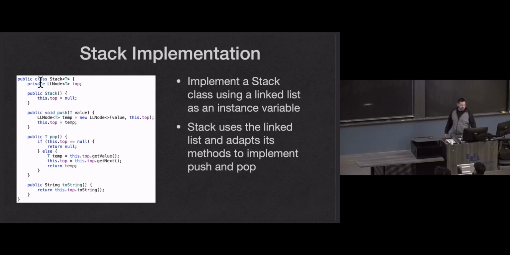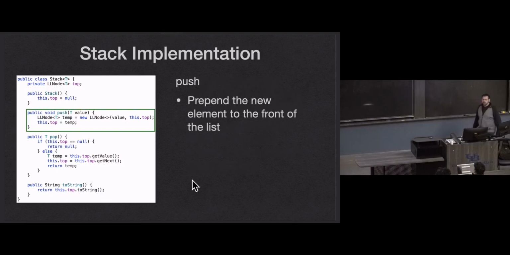So to build our stack, we're going to build it using a linked list. We're going to store a reference to the head of the linked list, which is going to be the top of the stack. And when we push, we're going to prepend to that list. So we're going to start top off as being null. And then whenever we push, this.top is going to equal a new node with the value we're pushing and a reference to the old top. We've effectively prepended to this list.